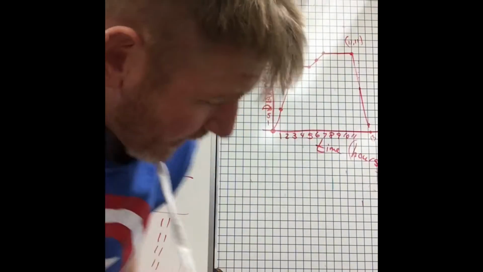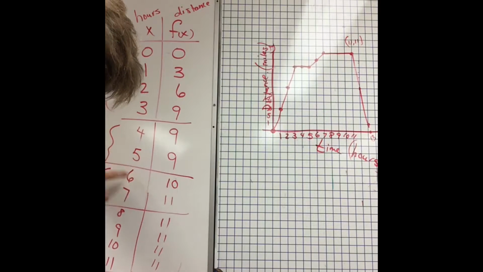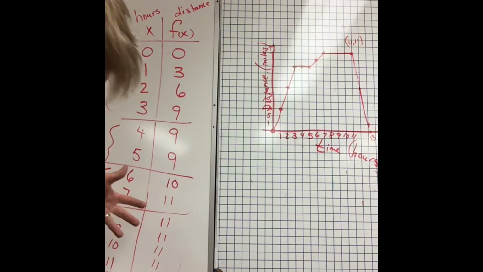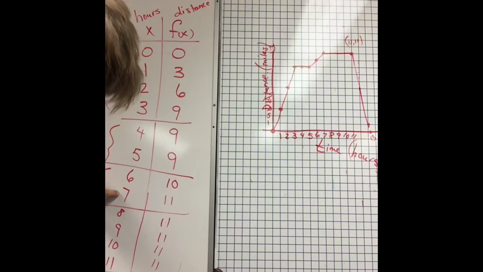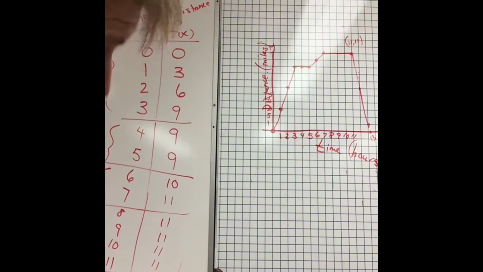So here's what I have. I'm going 1 mile an hour. So check this out. From 5 to 6, I've gone 1 mile in 1 hour. So 1 mile an hour. After another hour, 7 hours, I've gone 11 miles. So now I'm 11 miles away from my house.